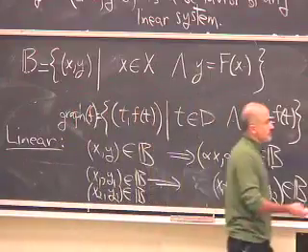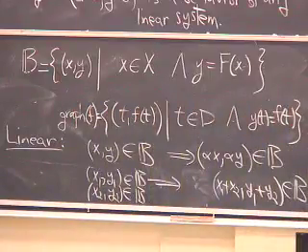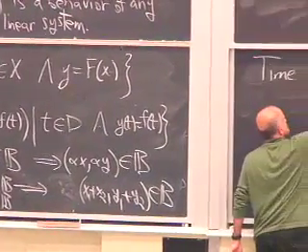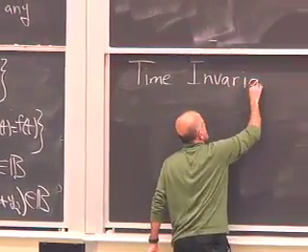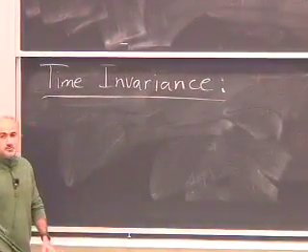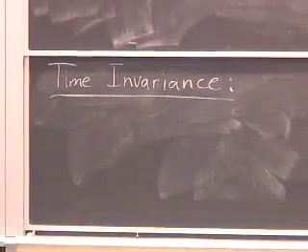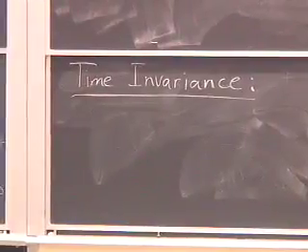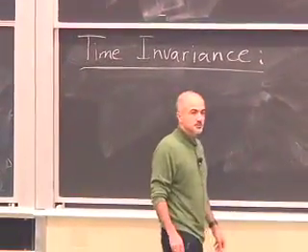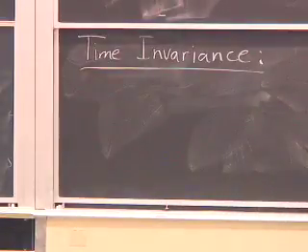Okay, so I think that's about all I wanted to say about linearity. Another important property is time invariance or shift invariance, if time doesn't happen to be your variable of interest. This, again, has a very intuitive description. A time-invariant system behaves in the following way.